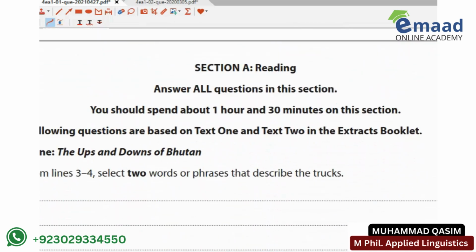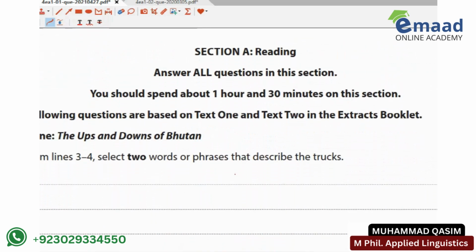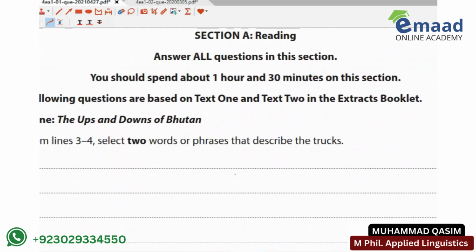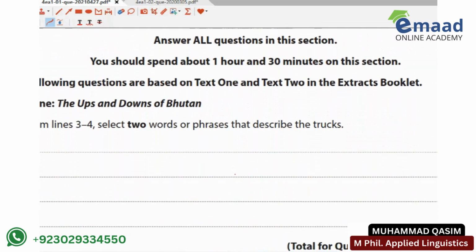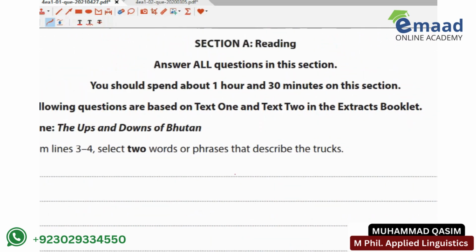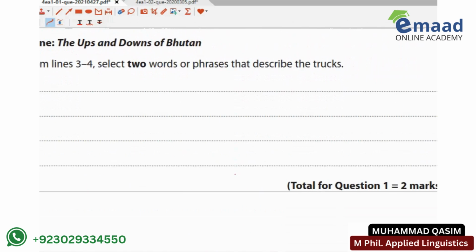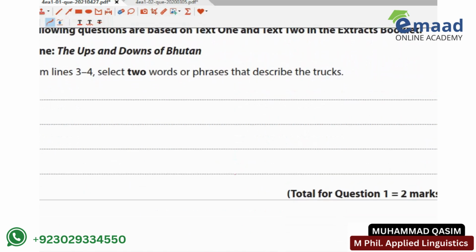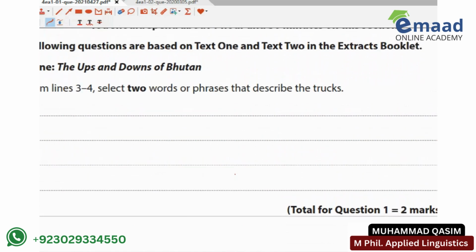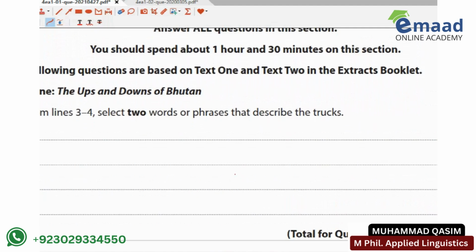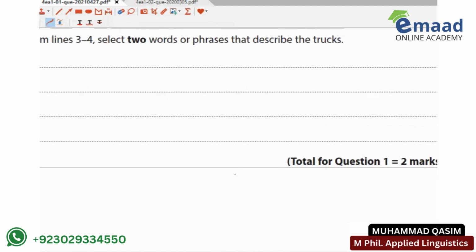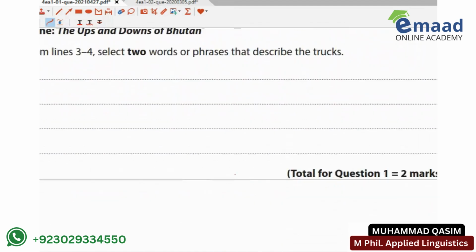So here is Section A, reading. Answer all questions in this section. You should spend about 1 hour and 30 minutes on this section, and of course 45 minutes on the other one, because in total you have 2 hours and 15 minutes. So you can see these short questions. The first one is 2 marks. Select 2 words or phrases that describe the drugs. The questions are based on 2 texts, and the texts are given to you in an extracts booklet.